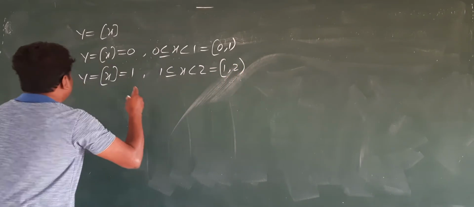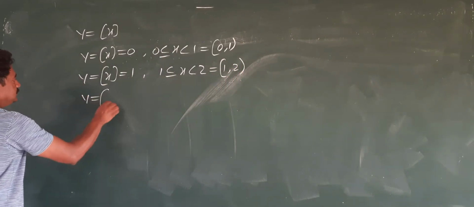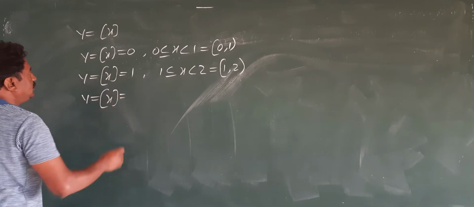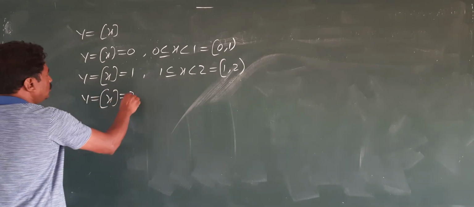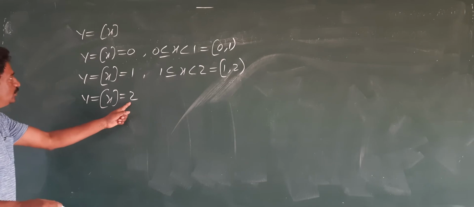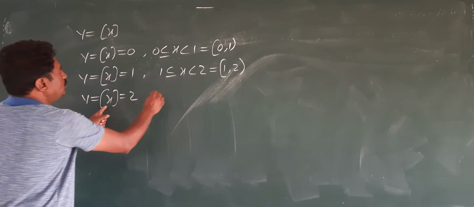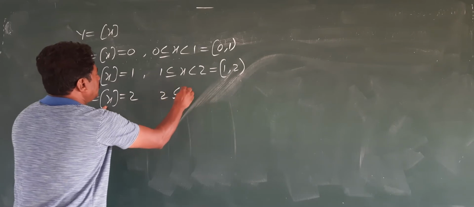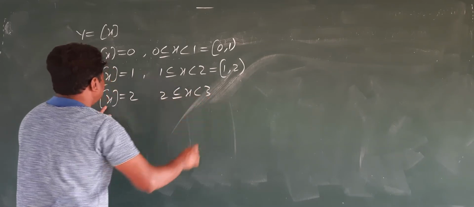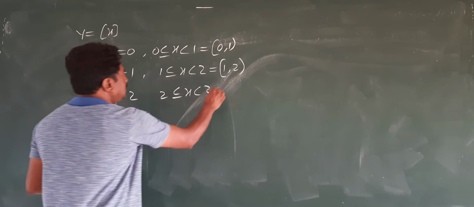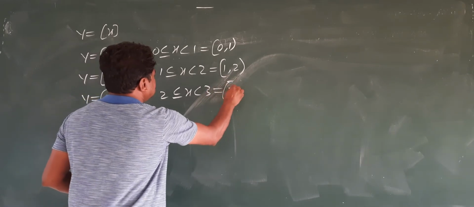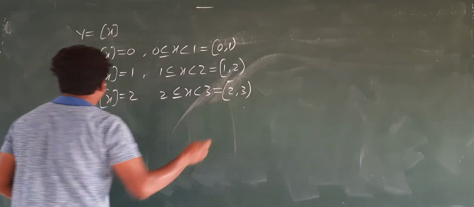So next, y equals 2 when x is 2. Where do we give 2? From 2, less than or equal to x, less than 3, up to 3. So it is again an open interval, 2 to 3.